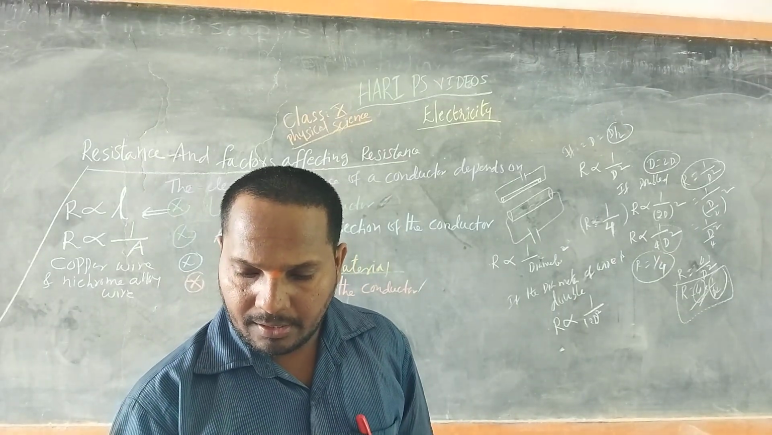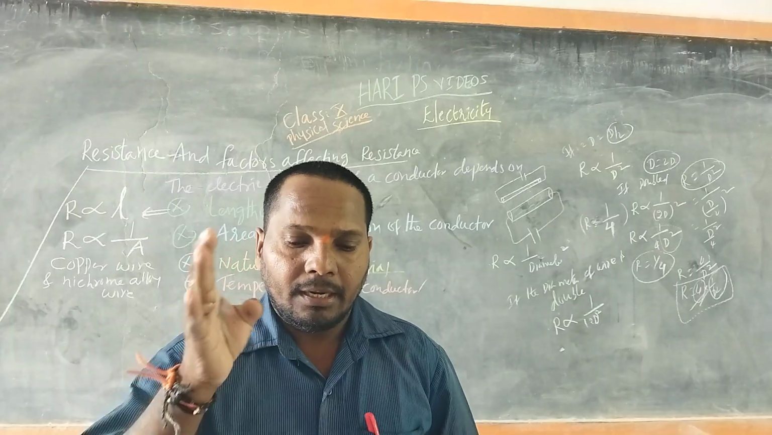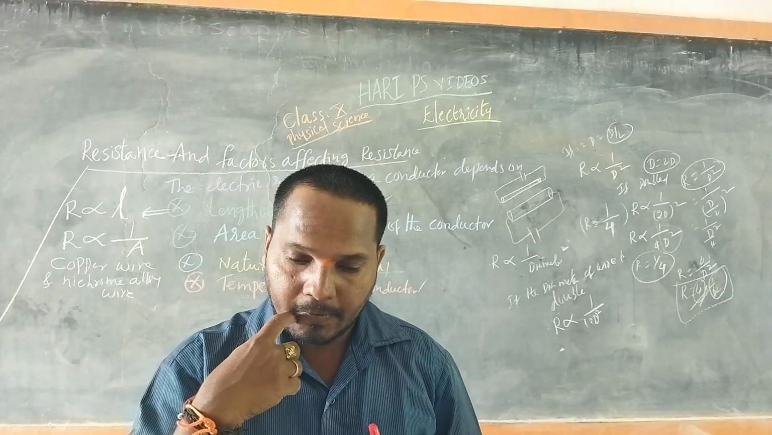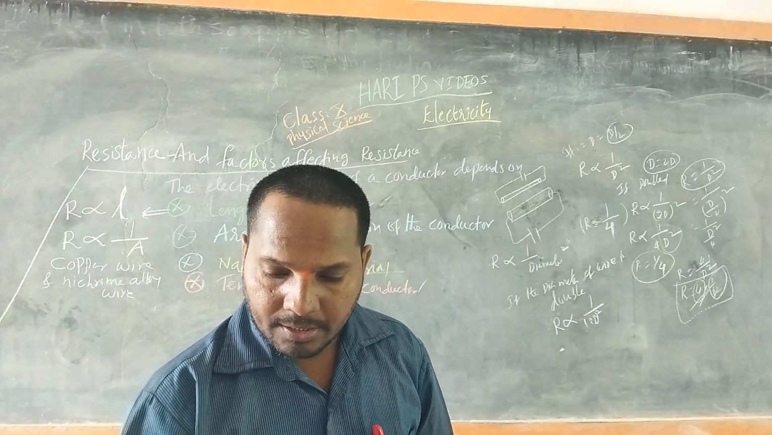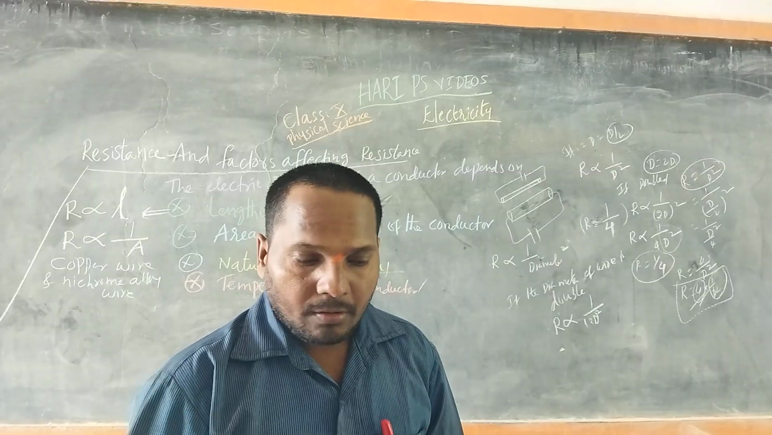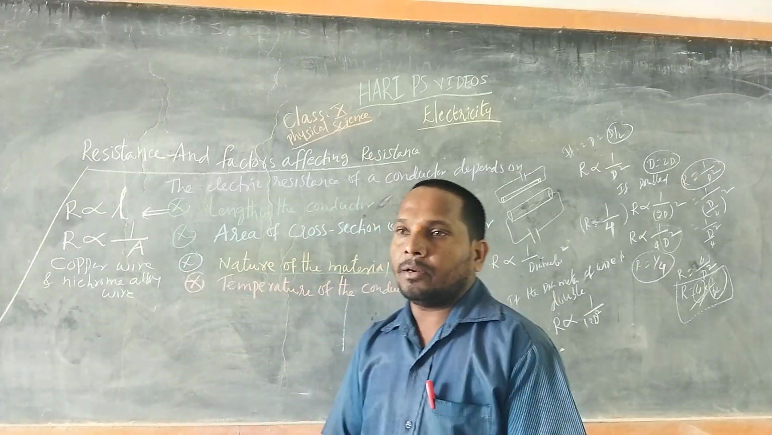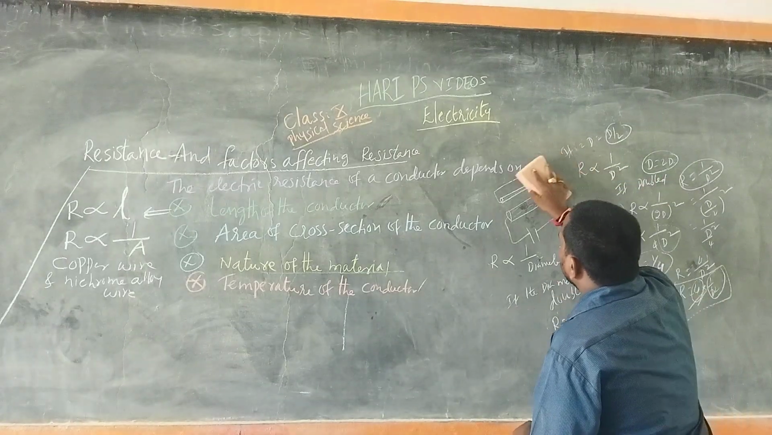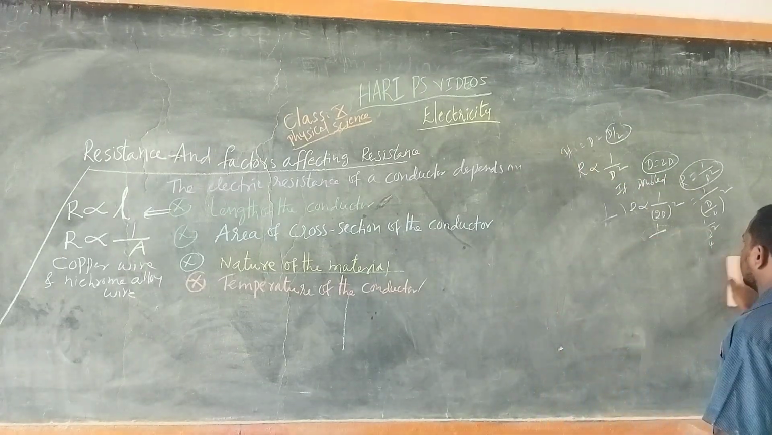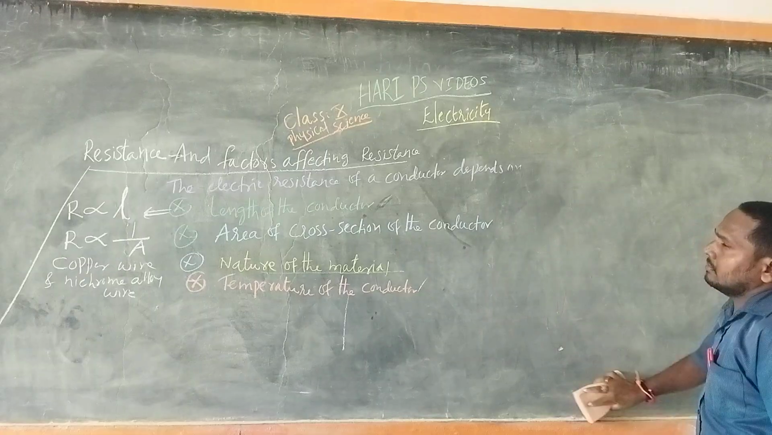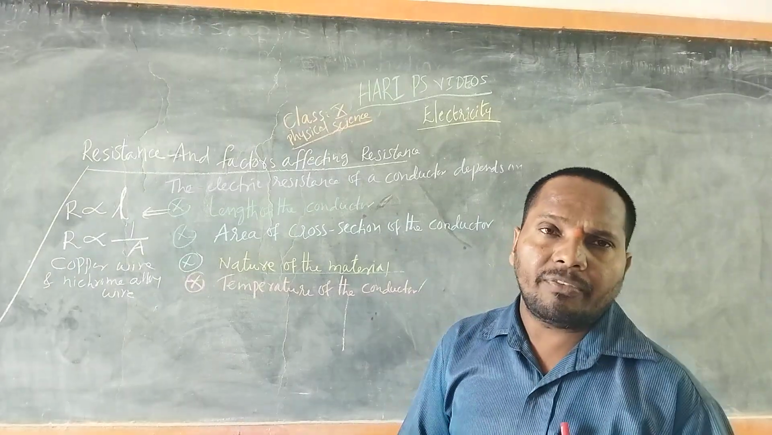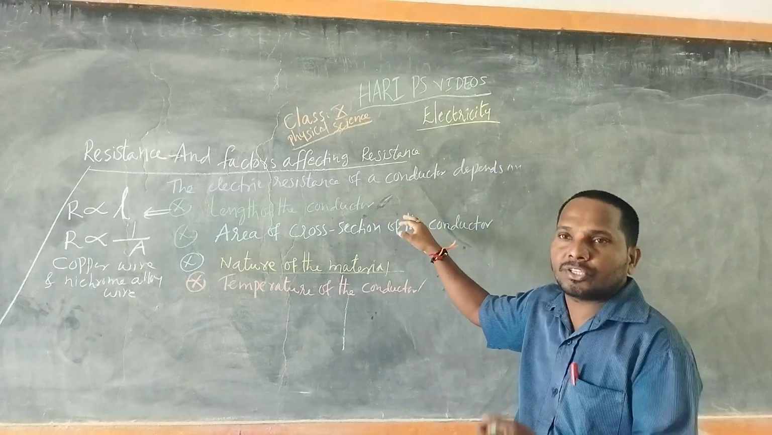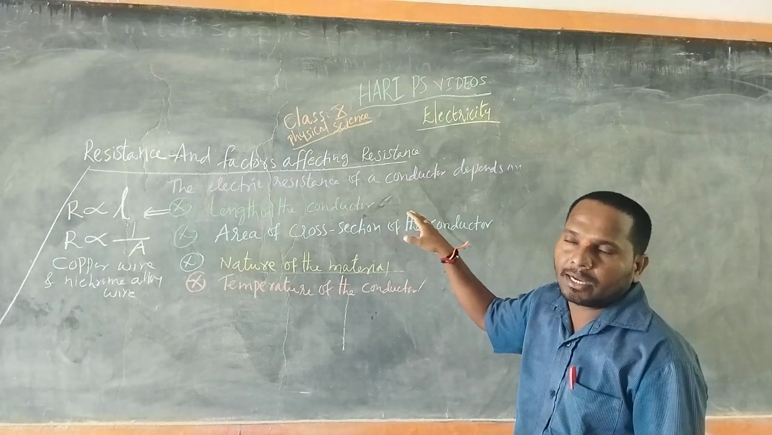Nature of the material and resistance is also completed. Length of the conductor completed. Cross section area also completed. Then we discuss one of the important topics, resistivity. So what we discussed here are the factors which affect the resistance of an electric wire or electric conductor.